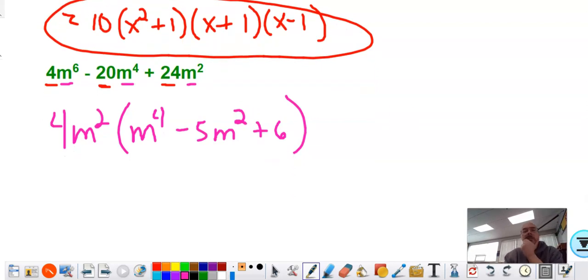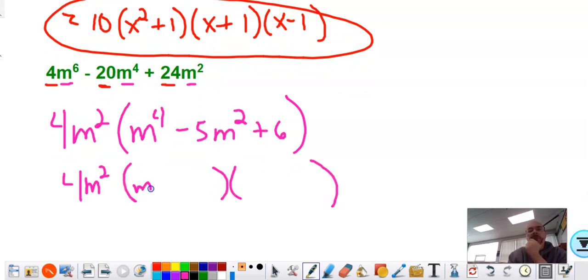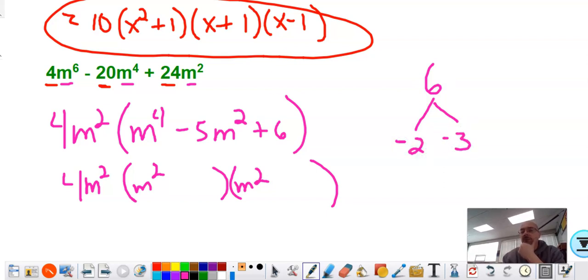Okay, not done, not done. So let's see. I know that I can break this further into m squared here and m squared here. Okay, now factors of 6 that add up to negative 5. Well, that would be negative 3 and negative 2, right? So this is going to be m squared minus 2 and m squared minus 3.